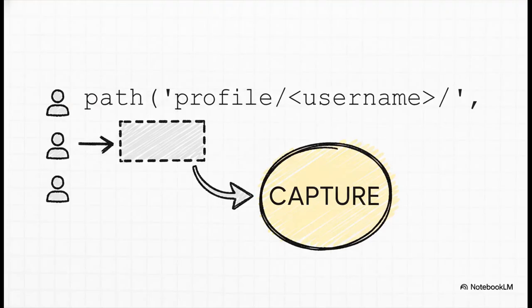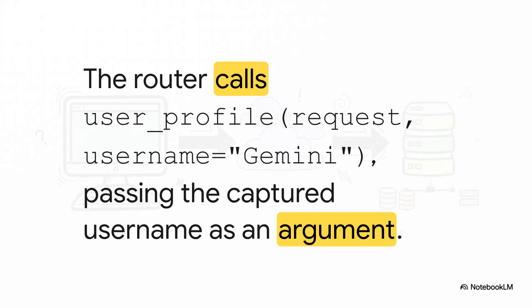Let's check out another example. A developer might write a URL pattern that looks something like this. It's set up to match any request for a user's profile. See that little placeholder for the username? That's basically a note to the router that says, hey, whatever piece of text shows up in this spot, grab it. It's super important. And here's where it all connects.